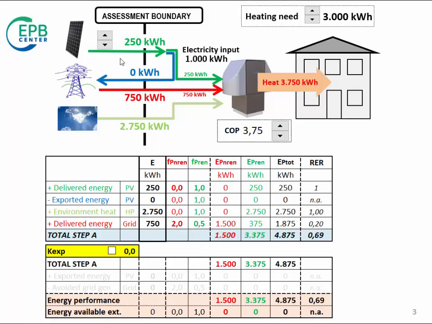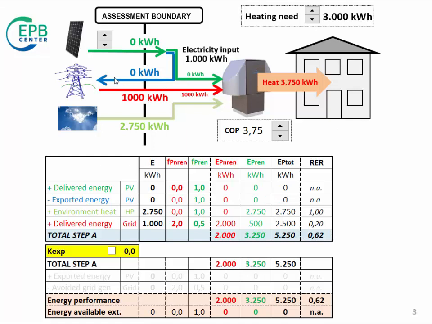Please note that all energy flows feeding the technical systems are considered as delivered energy. This includes connection to on-site PV panel, connection to the grid, and energy captured from the environment. Let's start our simulation with zero contribution from the PV panels. So the heat pump is running on grid electricity, there is non-renewable energy used, but also a lot of renewable energy, mostly because of environment heat which is captured. Please note that the renewable energy ratio is already high because of environment heat.